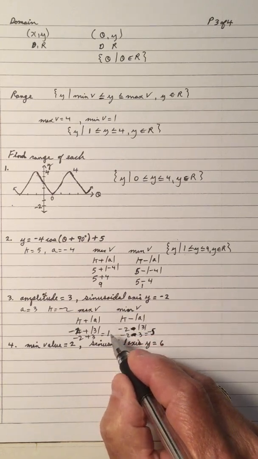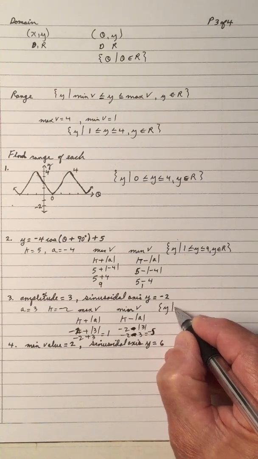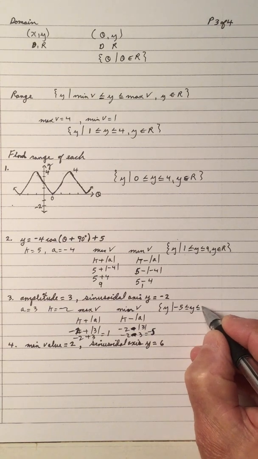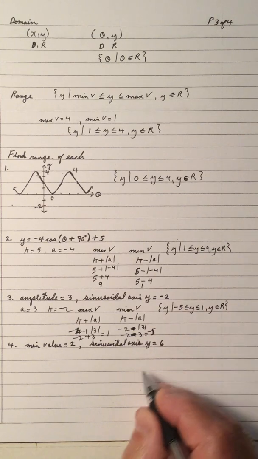So the maximum is 1, minimum is -5. So the range is the set of all y, minimum, less than or equal to y, less than or equal to 1, where y belongs to the real numbers.